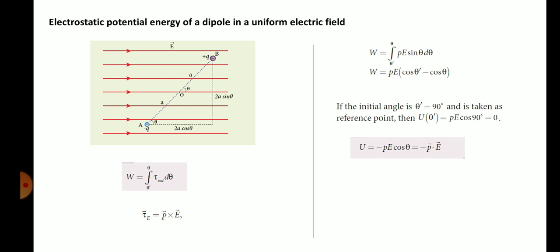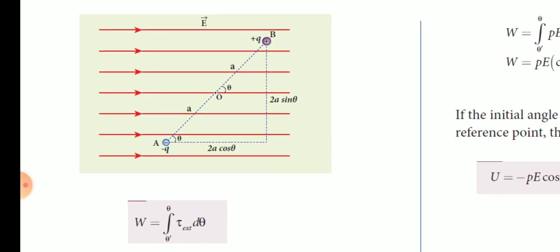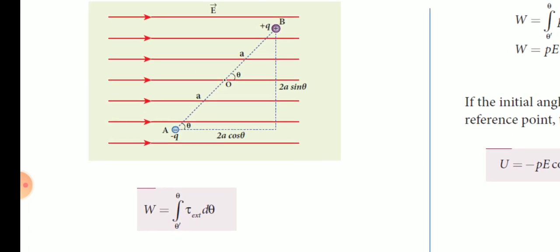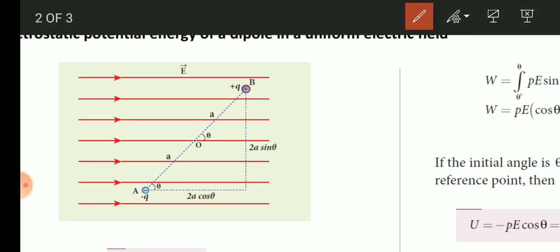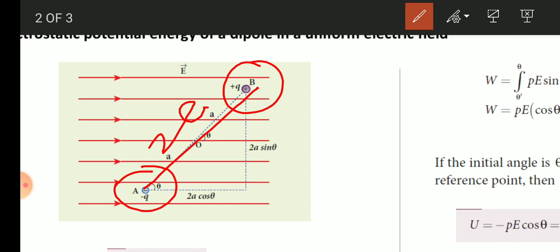Okay, look at the diagram. In this diagram, let us consider a dipole A and B, which is placed at a distance of 2a in a uniform electric field. Then the perpendicular distance, we know, is 2a sin theta, that I told you how to calculate in a previous class, and this is the adjacent side. In another way you can also say it is the horizontal distance.